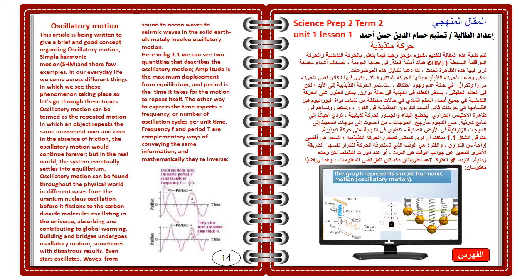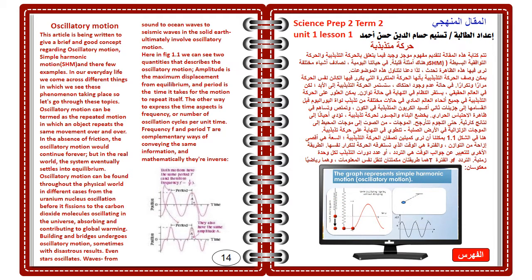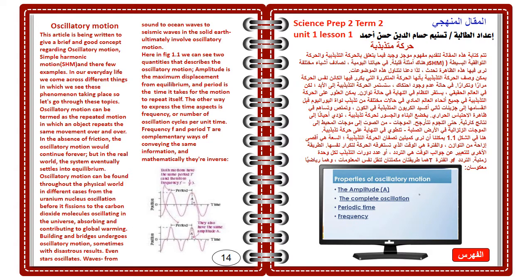Here is the graph of oscillatory motion. It looks like up and down. It's called harmonic motion, as we could draw it on a curve or graph like that. It's like an up and down motion, so it's called harmonic or simple harmonic motion. It's the simplest type of motion. And the properties of oscillatory motion, we will discuss inshallah in the next video.